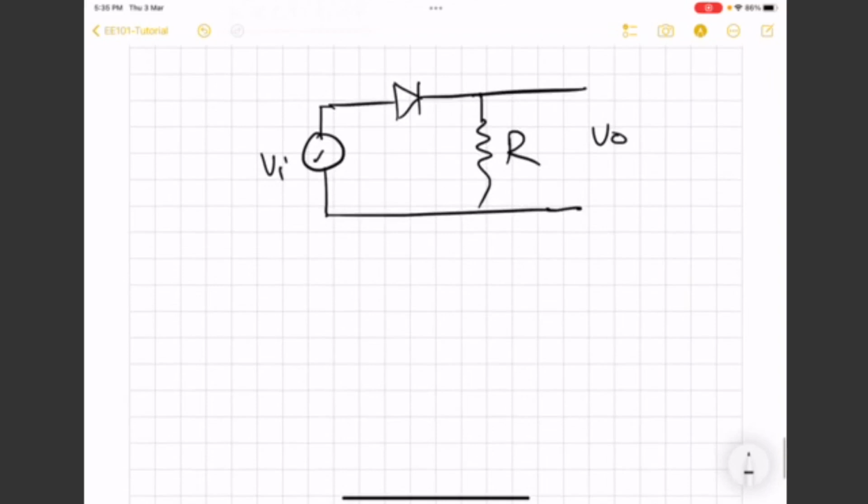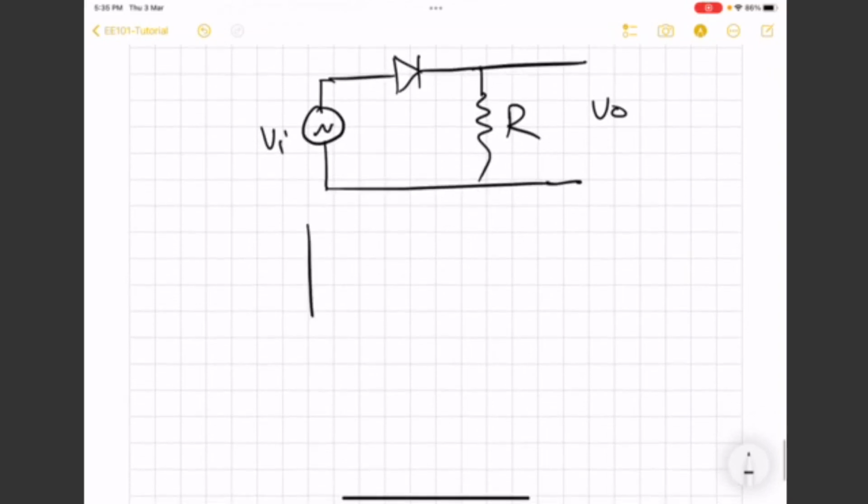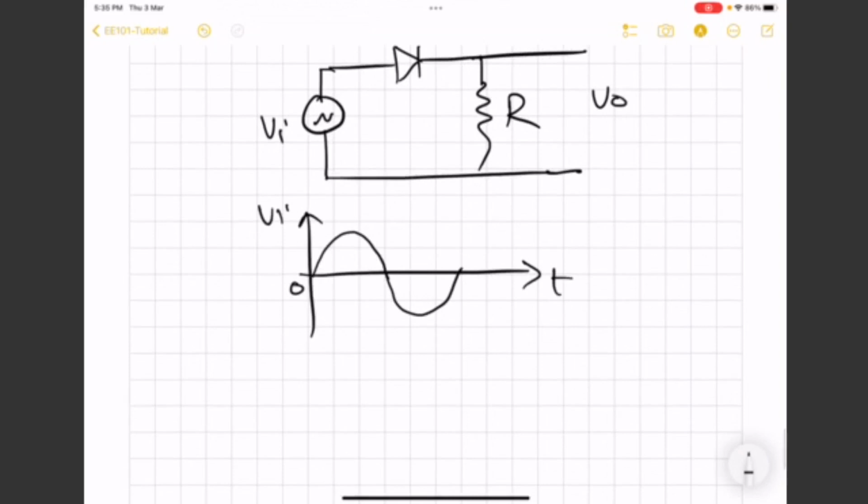So here we know that if we have a sinusoidal input like this, then in this case, you can see that the output is going to be of this form.